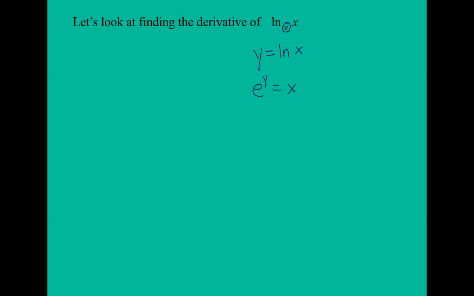Taking the derivative of the left-hand side, the derivative of e to the y times y prime, the derivative of x is 1. Solving for y prime, 1 all over e to the y. And we would change this back into terms of x by using this relationship here. So we would get 1 all over x. There's the derivative of the natural log of x.